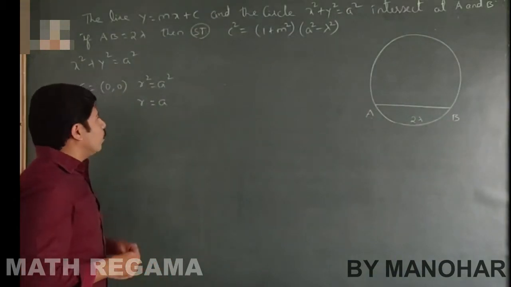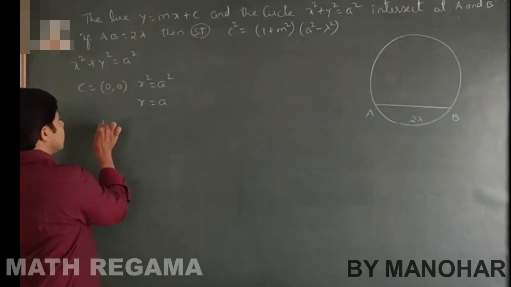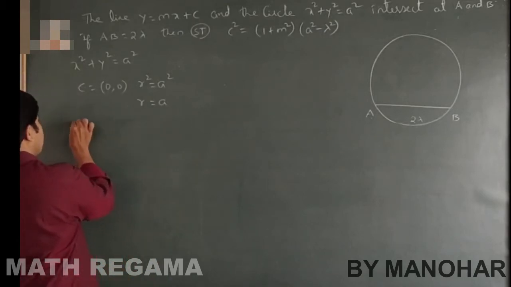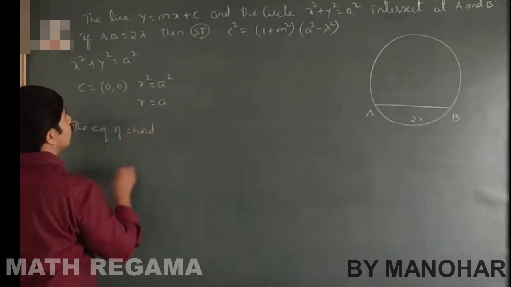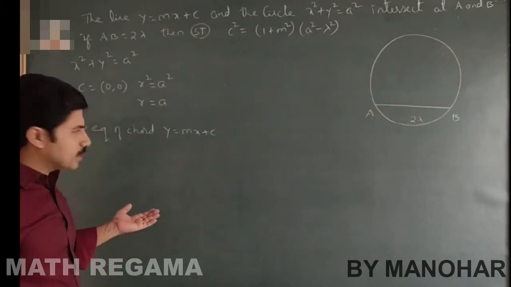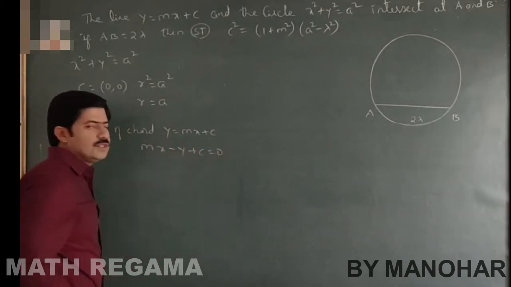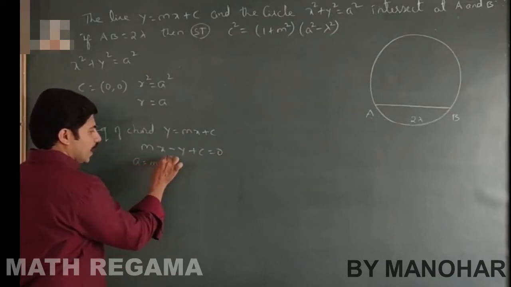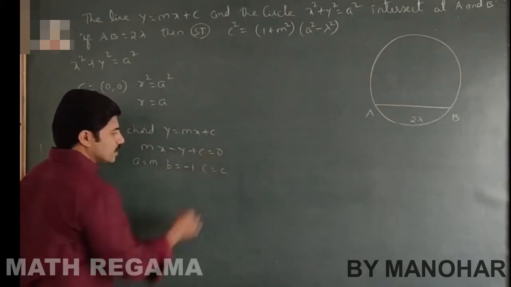So what we do is we have radius and now we find out d. What is d? d is the perpendicular distance from center to the chord. So before finding d, we write equation of chord. What is equation of chord? y is equal to mx plus c. Rewrite the equation: mx minus y plus c is equal to 0. Okay. So now from the equation, a value is m, b value is minus 1 and c value is c.